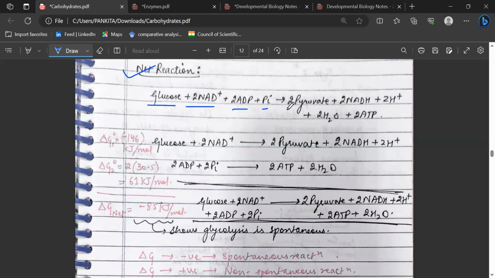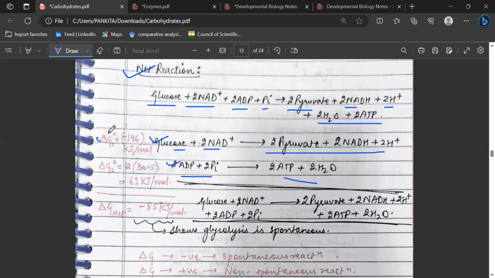They give rise to 2 pyruvate, 2 NADH, H positive, 2 water molecules, and ATP. So two reactions are involved in this overall reaction. The first reaction is glucose with NAD positive giving rise to pyruvate, NADH and H positive. And the second is the conversion of ADP plus inorganic phosphate into ATP and water molecule.